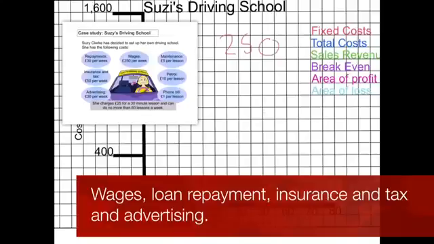£250 wages per week, £30 repayment for her loan, £50 insurance and tax, and £30 advertising. Total these numbers up to get the fixed costs, and it totals 360.